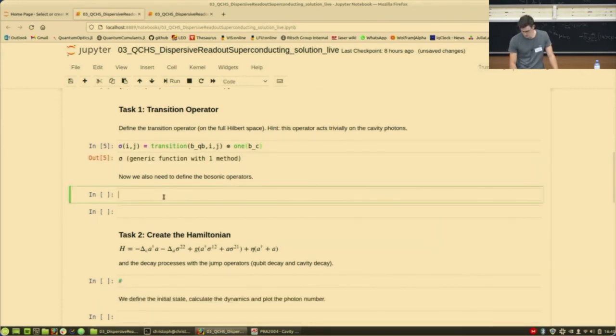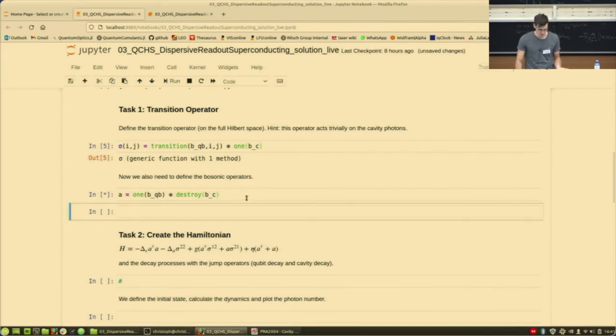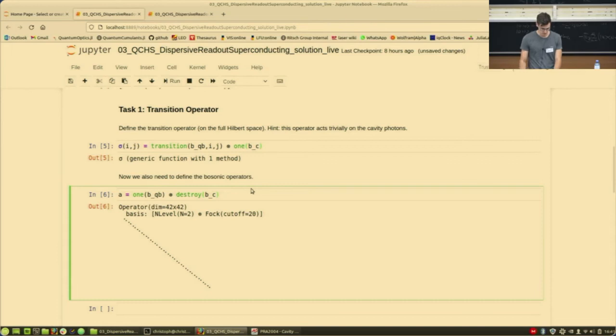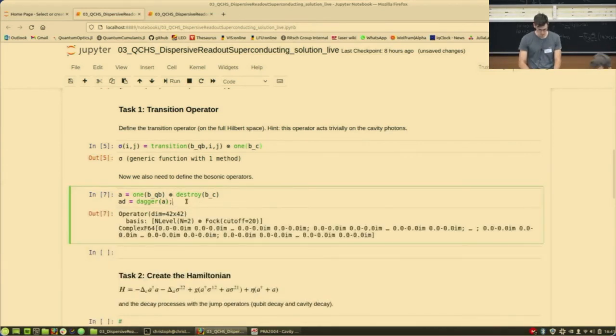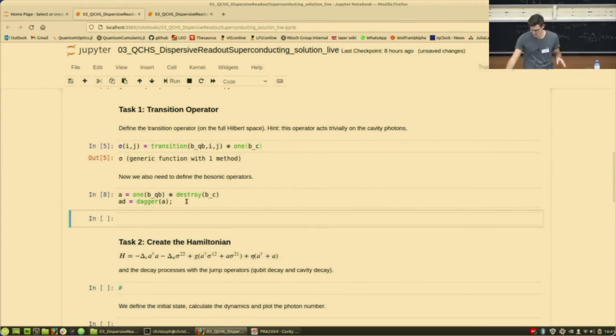But we also need now the operators for the cavity, and they are basically just acting trivially on the qubit, quantum bit. And I call A the destroy operator. So this is basically the destroy operator on the cavity. So I guess you know about this somehow. Okay, here you see what it looks like. Now I also want to define the A dagger, which is basically just the dagger of A. So with this, we basically define all the operators we need to set up the Hamiltonian and the jumps for our system.